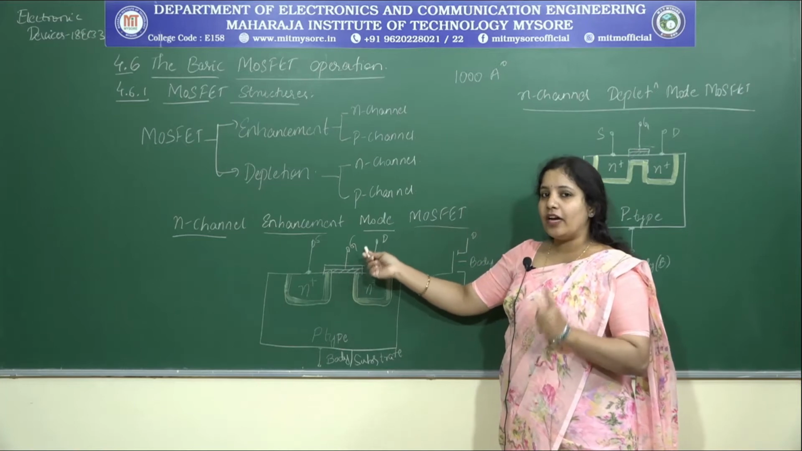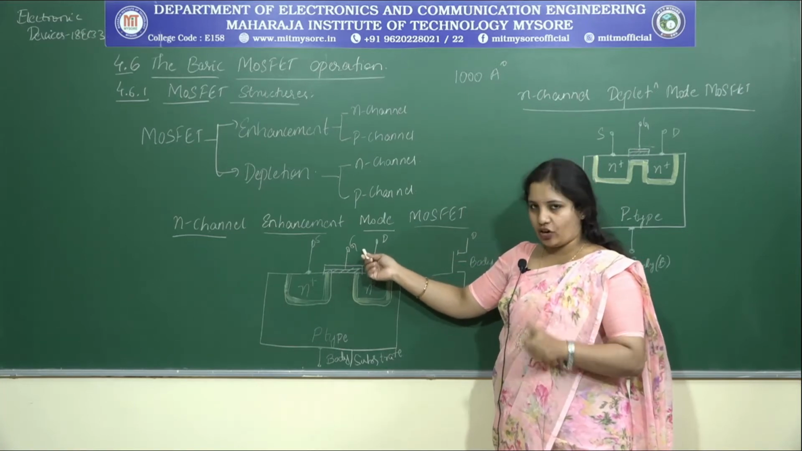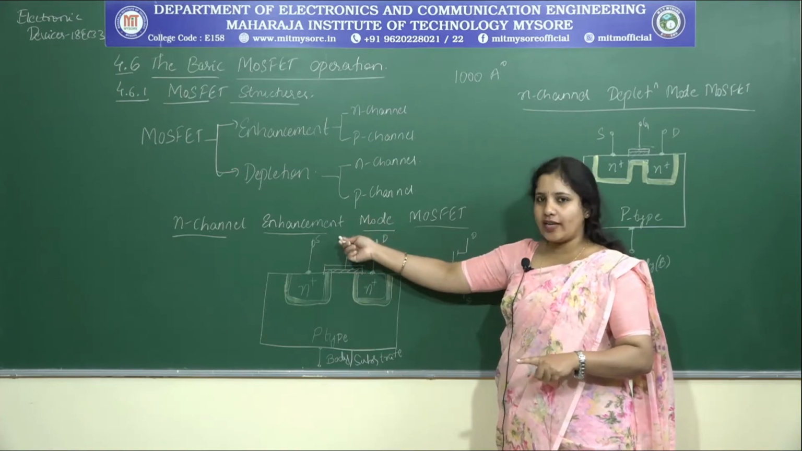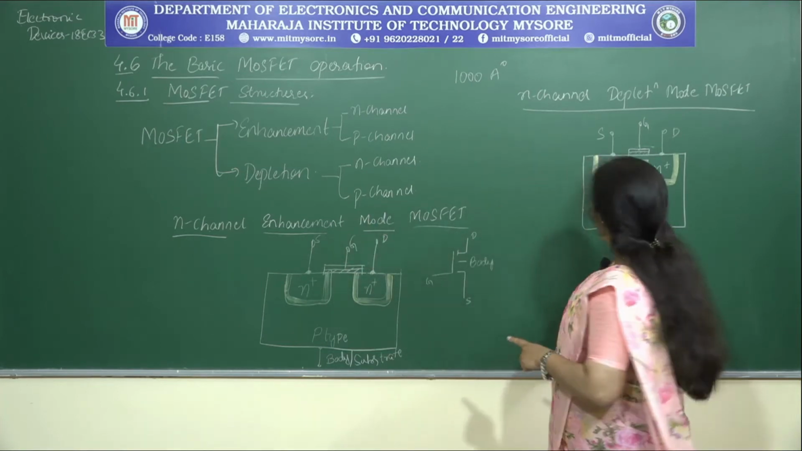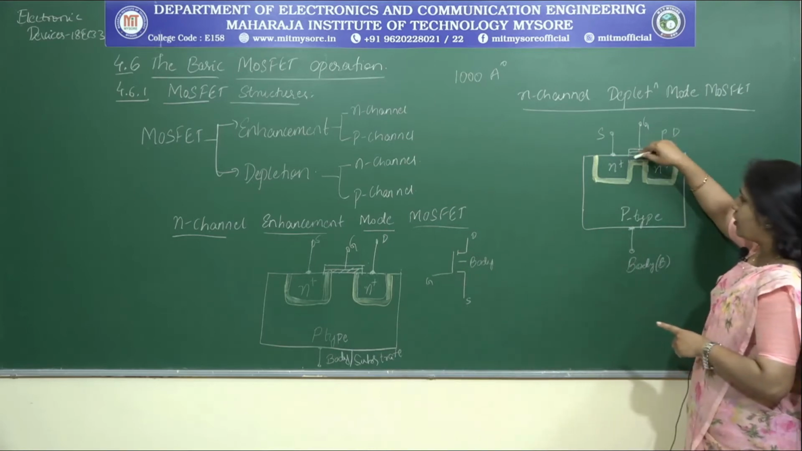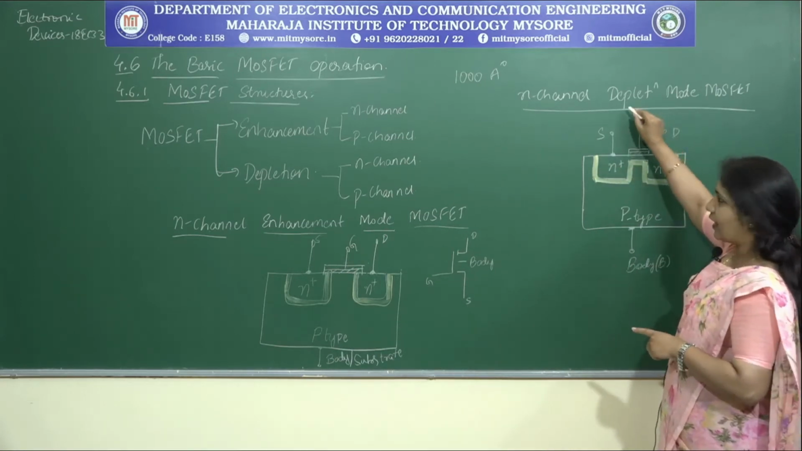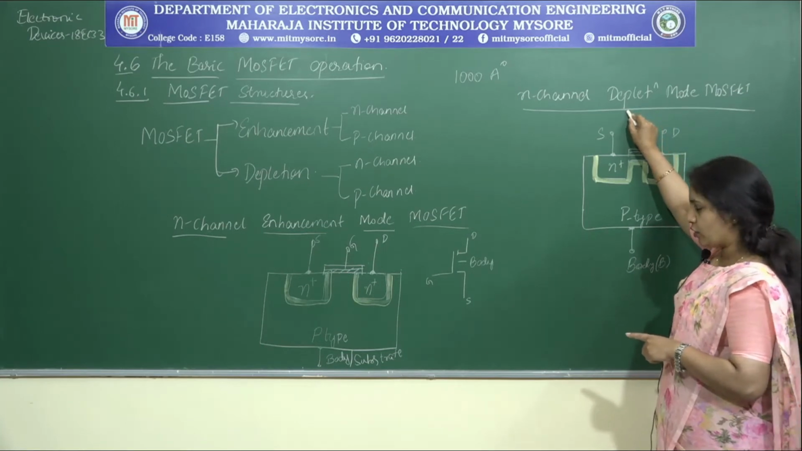Please remember, when there is no potential across the gate, there will not be any channel, and that kind of device is called enhancement mode. When my gate voltage is 0 and there is already a channel that exists between the source and the drain, that kind is called a depletion mode MOSFET.